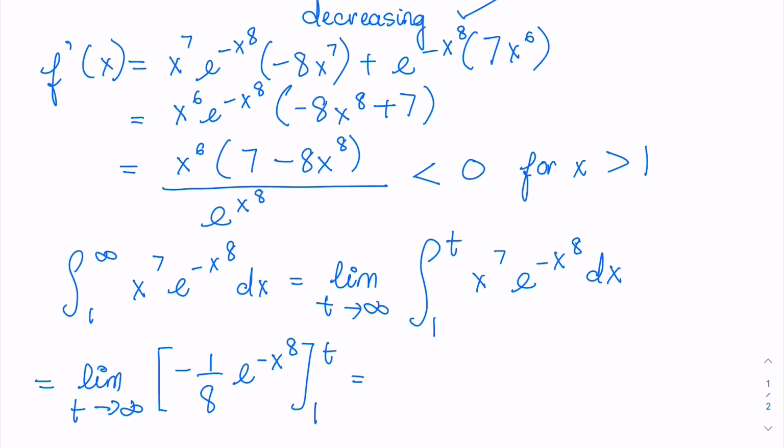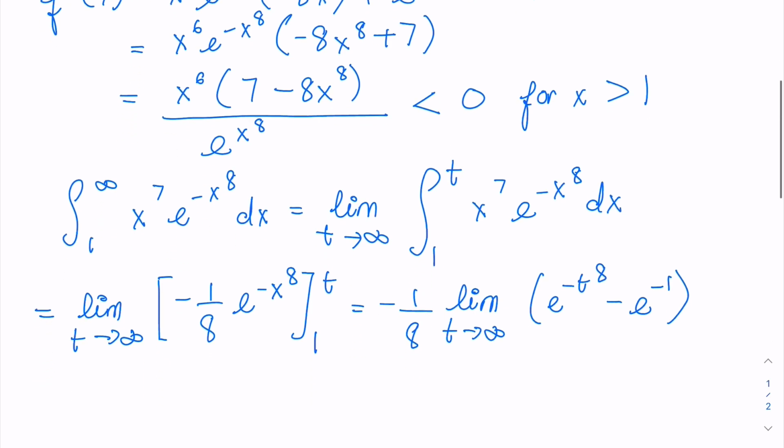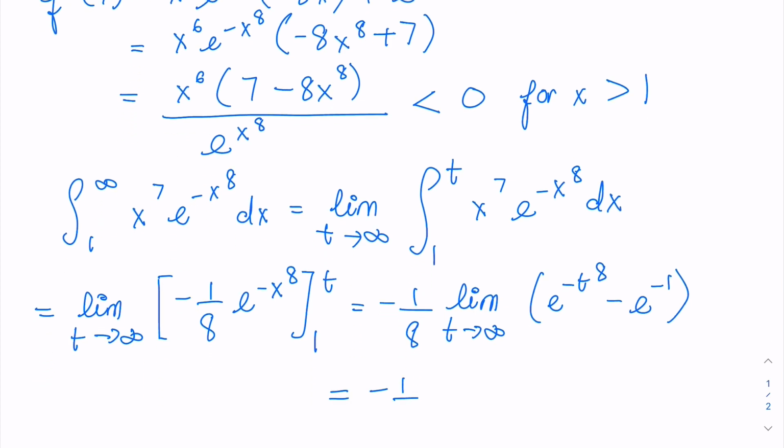I can definitely take out the negative 1/8. I ended up with negative 1/8 times the limit as t goes to infinity of e to the negative t to the 8 power minus e to the negative first power. And then if I take the limit, the first one is going to give me 0. The second one is going to give me 1 over e. So the limit is going to be 1 over 8e.